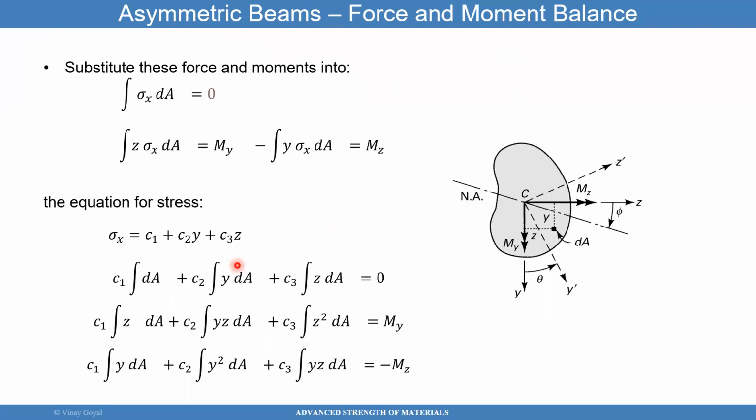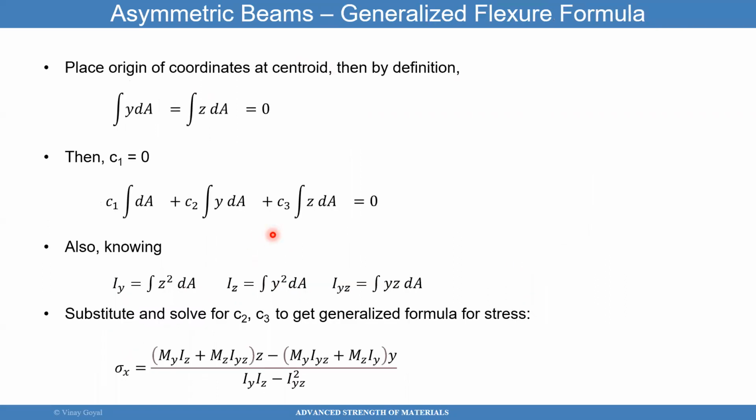By definition, I'm going to place the coordinates y and z at the very centroid. If I do that, then this will be 0, meaning that C1 is 0. That's the only way, because if I place this at the centroid, then this is 0 and that's 0. So therefore, C1 is 0, and now I know that these two terms cancel. Moving on to the next page, you will see that C1 is 0 because the centroid is placed at the very origin.